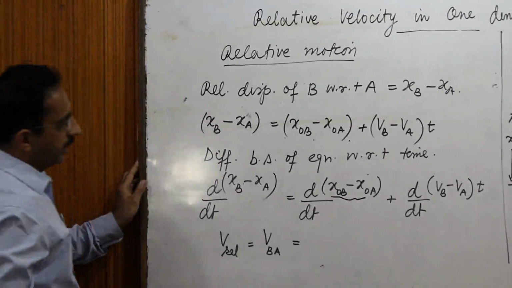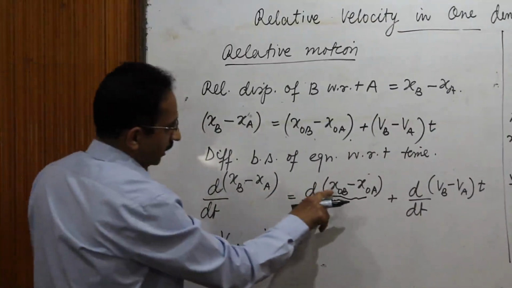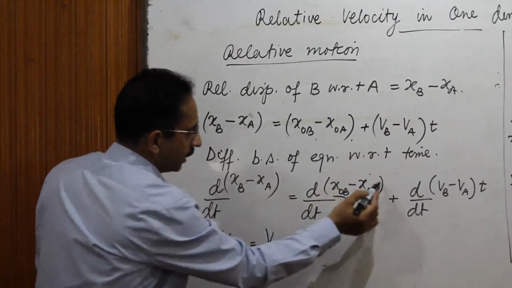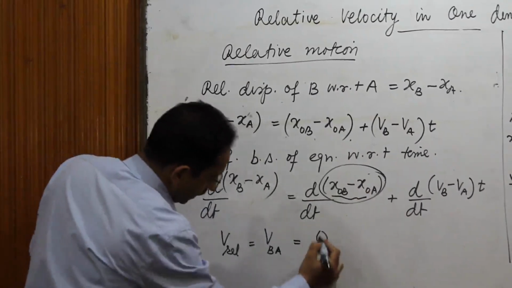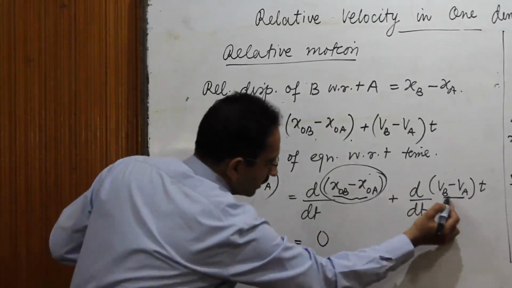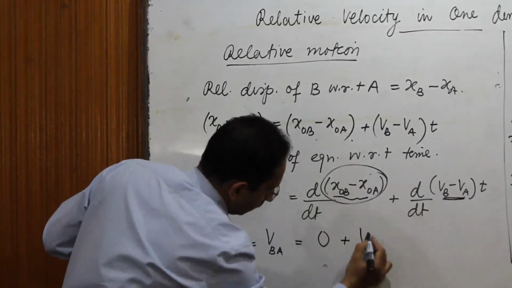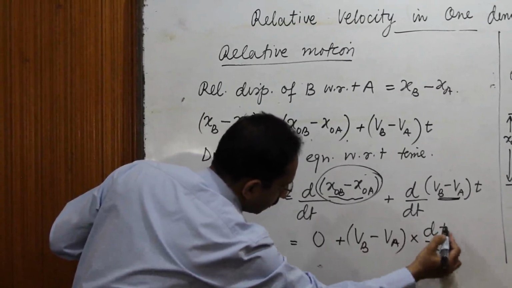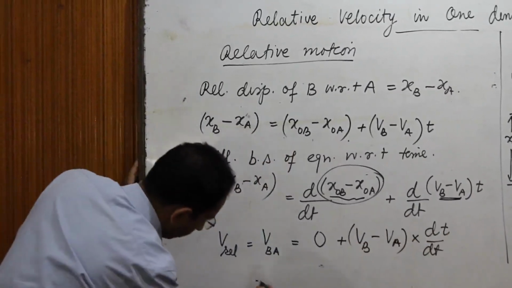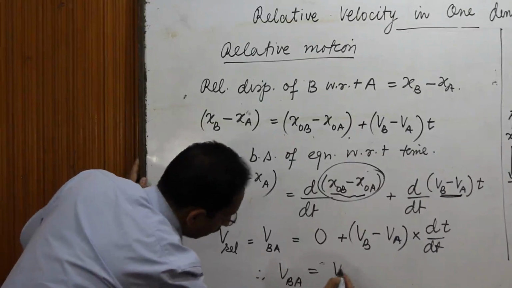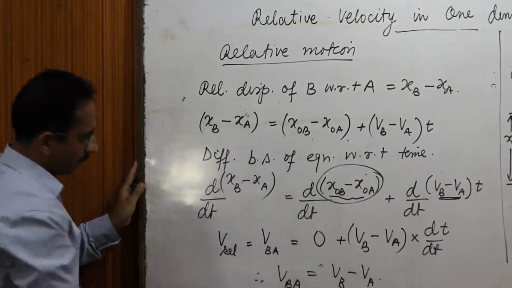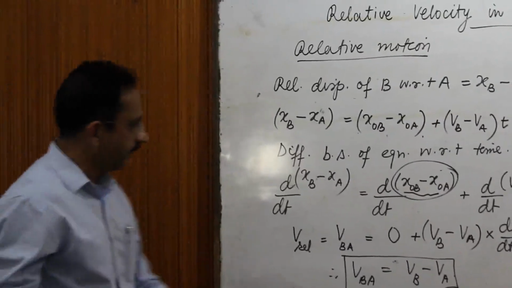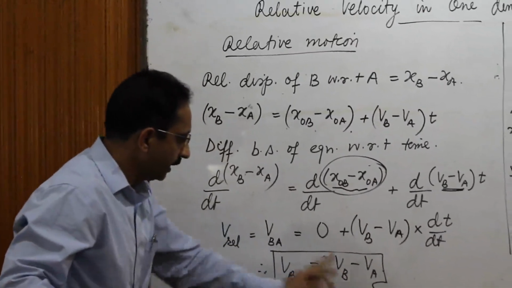Look, this quantity is actually time independent, because this is the situation that at the time of starting, these two positions are not going to change later. So this whole quantity is a constant with respect to time, its derivative would be equal to 0. Here, this difference vb minus va, we have into derivative of t with respect to t, which will be equal to 1. So finally we have, therefore, vba becomes equal to vb minus va. So this is our definition of relative velocity of b with respect to a. If you want, you can also find vab, and vab would be equal to va minus vb.